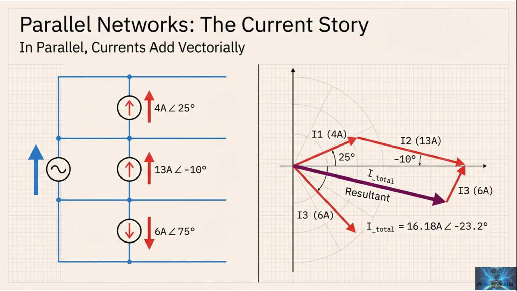Parallel networks, the current story. In parallel circuits, the voltage is the same across each branch, but the branch currents can be out of phase. So in parallel AC networks, the currents add vectorially. Each branch current has its own angle, and the total current is the phasor sum. This is why a parallel circuit can draw more total current than you expect if you only add magnitudes.